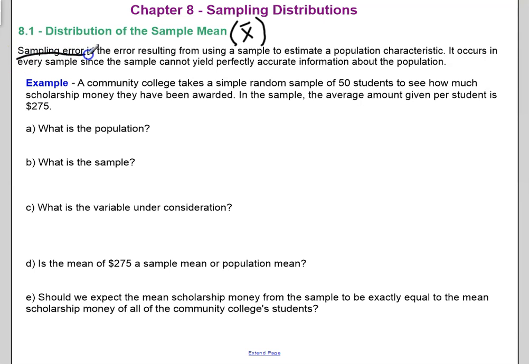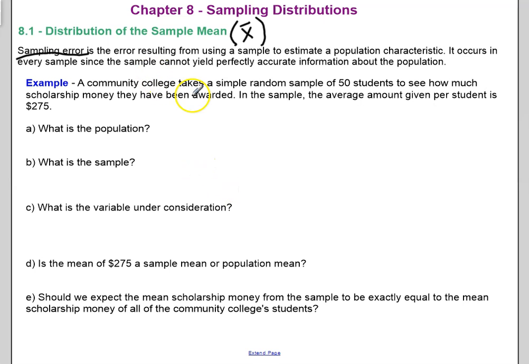That's something that's really important in this chapter, and also going forward with how we interpret our results in a statistical test. So let's just do a quick example identifying population and sample like we would have in Chapter 1.